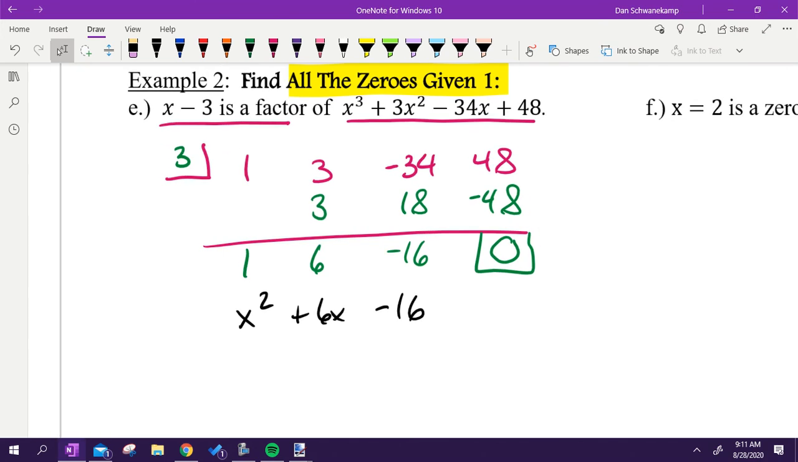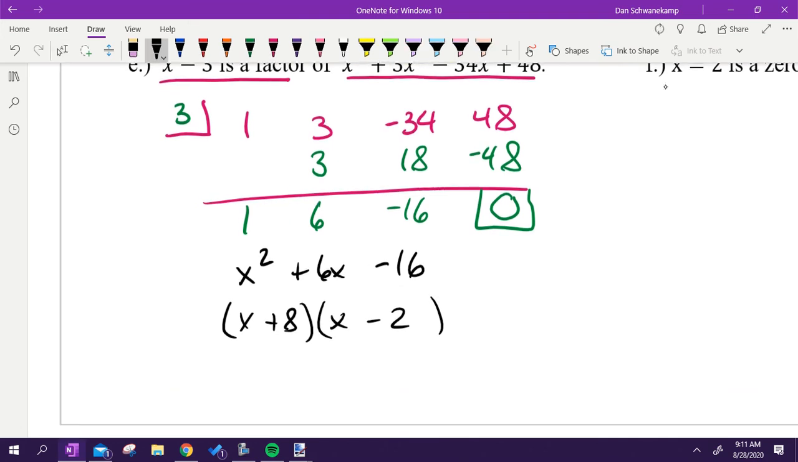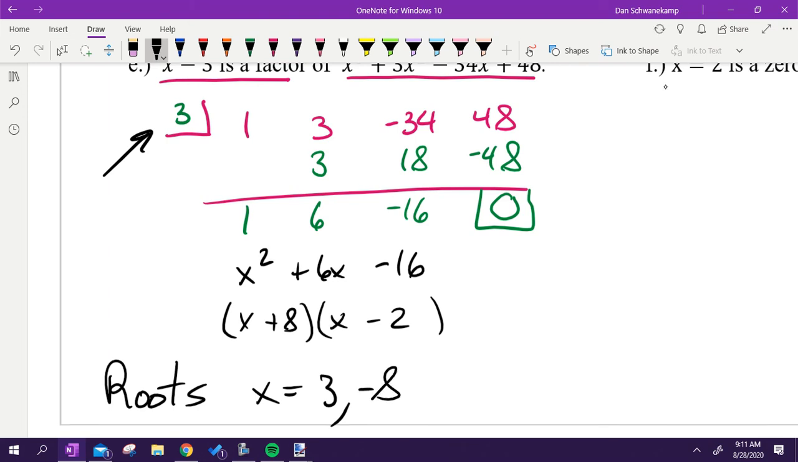Okay, I'm left with this x squared. Can I solve an x squared? So let's do that. Matthew, what are we going to do? Factor it. X plus 8, x minus 2. We're going to solve that. We are finding our roots. Our roots are x is equal to 3 from that guy right there. Don't forget about that guy. 3, negative 8, and positive 2.